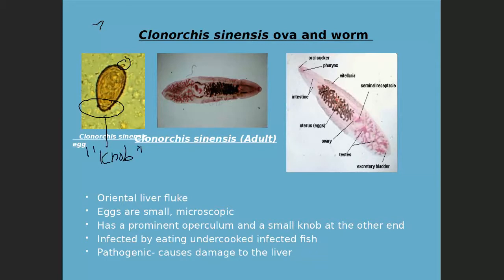in the egg sac. Now, the adults that may be found stuck to liver tissue are going to look like this.